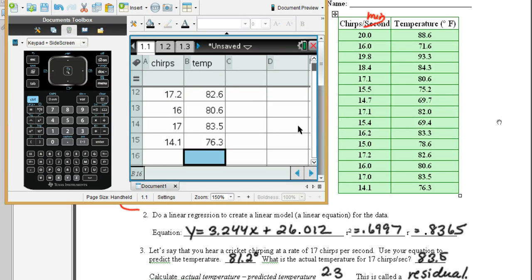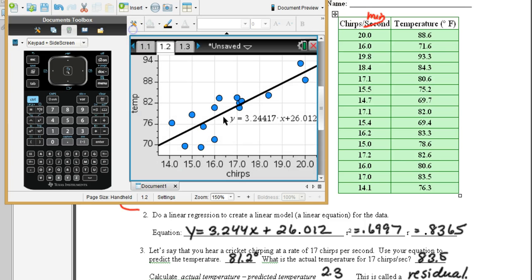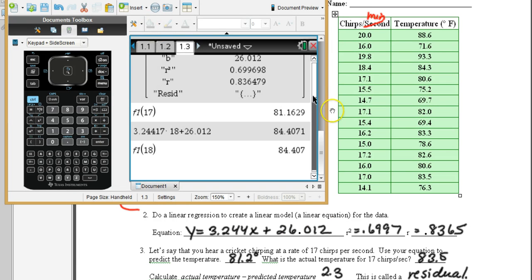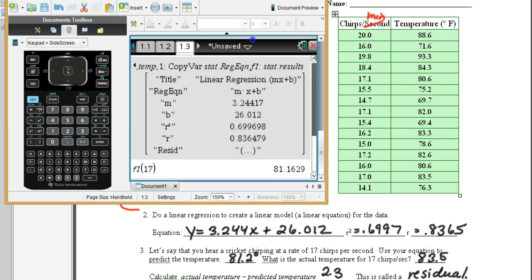I'm going to go through the answers to the cricket problem that we did in class. First of all, I would enter the data for chirps and temperature into my Nspire in the list and spreadsheet page. Then I made a scatter plot and did a linear regression. So you can see here's the regression equation. And then I also did a regression on the calculator page. And you can see here also the regression equation and so forth. And that's how I get my R squared and my R value.